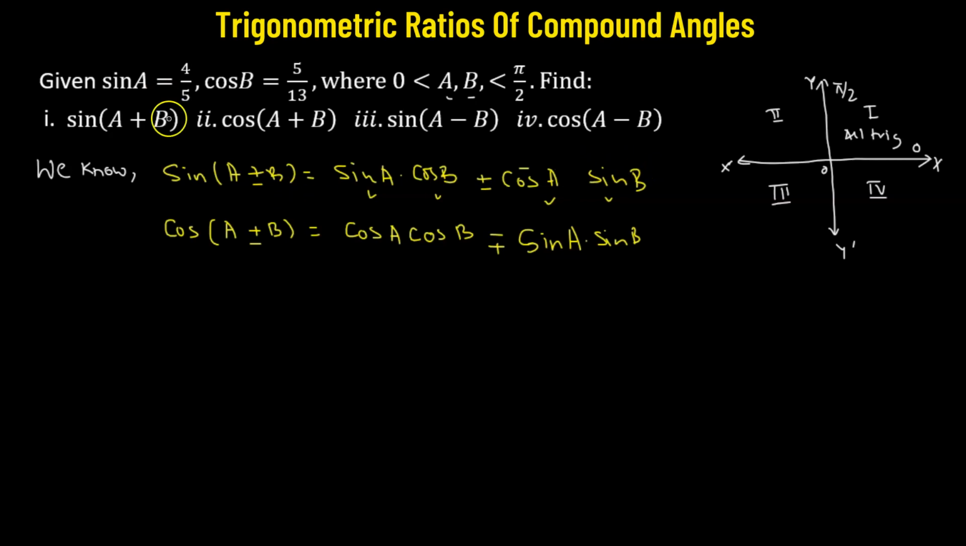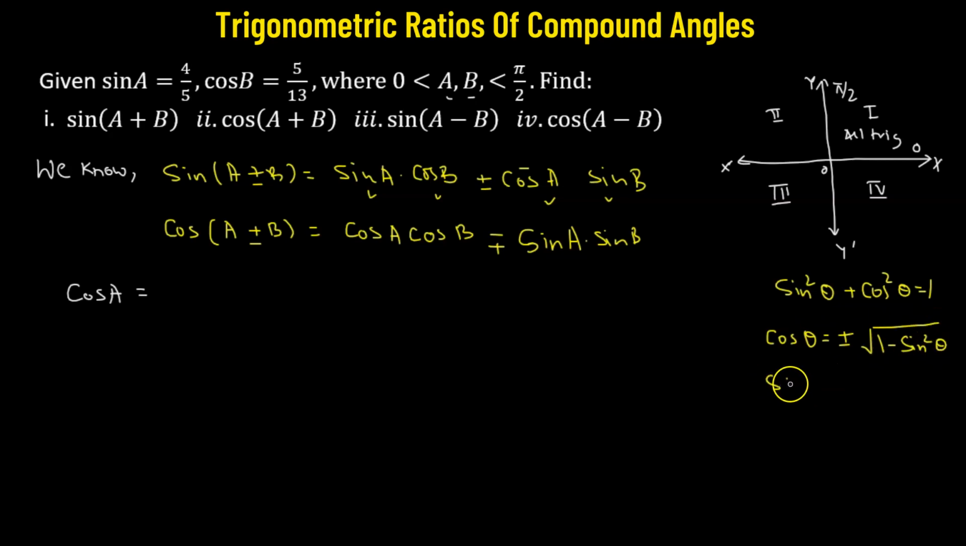So let us begin. Now, to find out the value of cosine of A, we can use the standard identity that sine squared theta plus cosine squared theta equals 1. So to find out the value of cosine theta, we can rewrite this equation as plus or minus square root of 1 minus sine squared theta. And if we want to find out the value of sine theta, this can be expressed as plus or minus square root of 1 minus cosine squared theta.